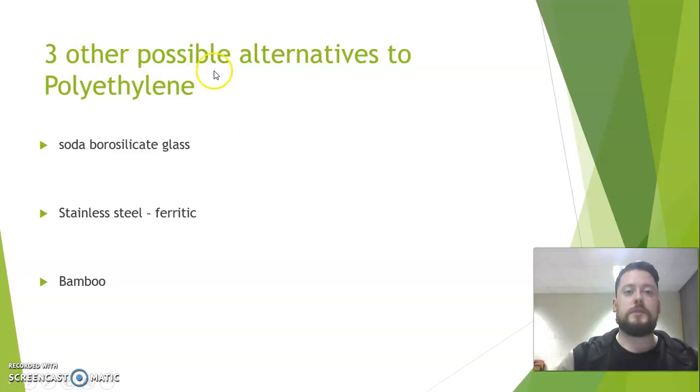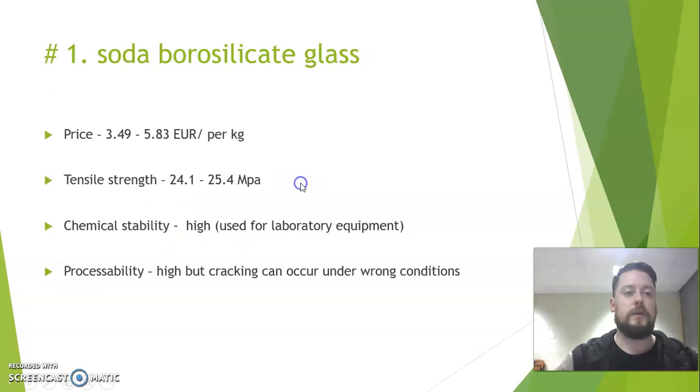3 other possible alternatives to polyethylene are soda borosilicate glass, stainless steel, ferritic, and bamboo. So the first one was soda borosilicate glass. There you can see the statistics and the figures from it all, the tensile strength, chemical stability, and the processability.